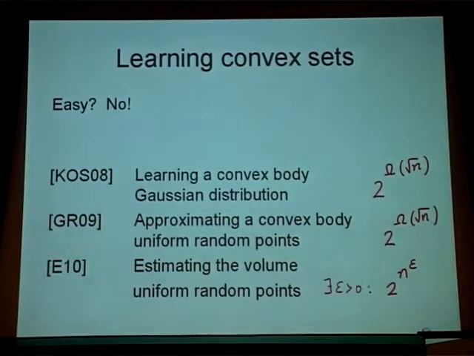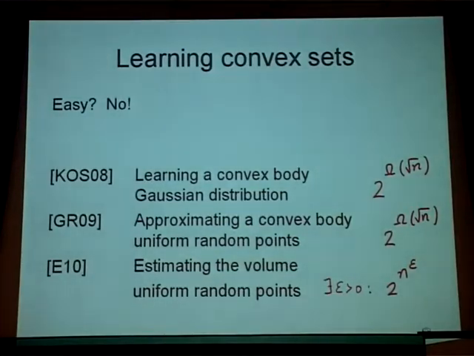There's no contradiction with the polynomial upper bounds, because those assume that you have a membership oracle, so you can sample random points from any subset of the original convex set, or any variant of it. Here, you're just given random points, one shot from the body. You don't have any other access to the body. How many do you need? And that, even to estimate the volume, you need exponential.